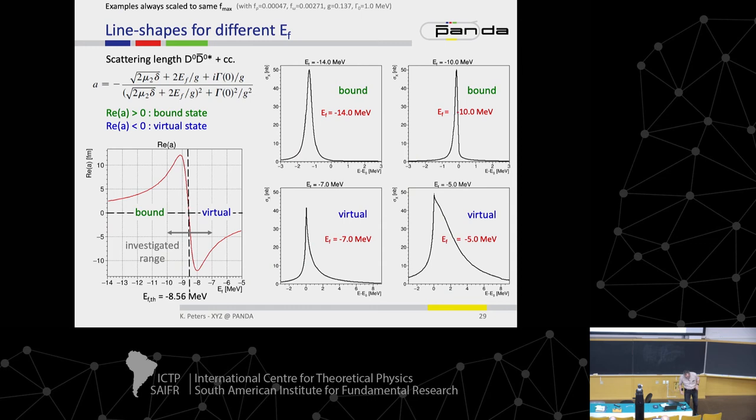And here, just a short sketch of how line shapes actually can change depending on what you have. So we have, for example, here the bound state on the upper left, with a Flatté energy of minus 14 MeV. It looks more or less like a normal Breit-Wigner, although it's very narrow. Then you see already some deterioration on the upper right. And then when you really cross the border to the virtual state, you have something which is a needle, or a needle with asymmetric shoulders and a cusp-like structure if you go even higher with the Flatté energy. So that's, in principle, the power of such an analysis to find out what we can do.